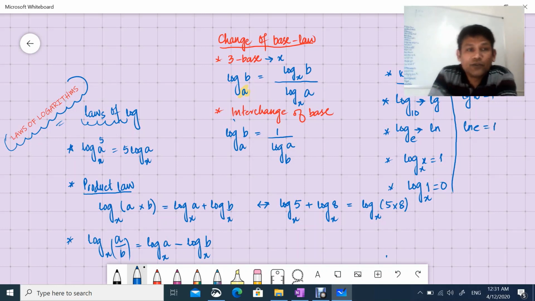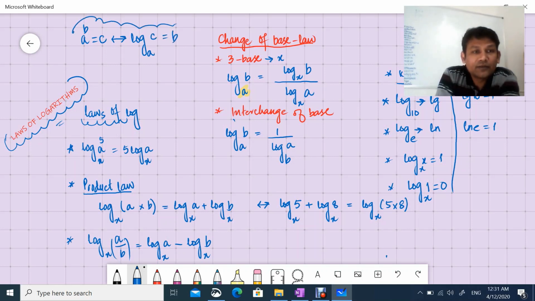And please don't forget the index form, a to the power b is equal to c. This is index form. If you want to convert into log form, you will write log with base a of c is equal to b.